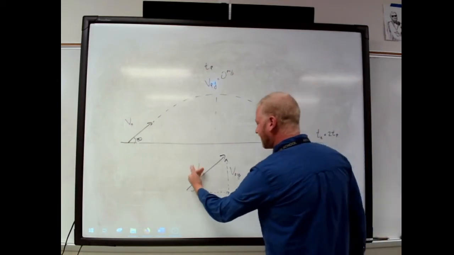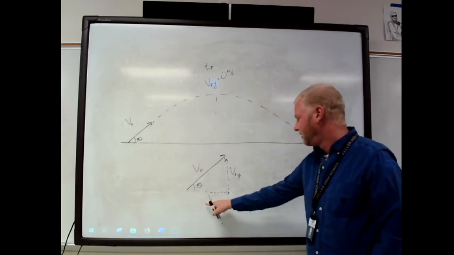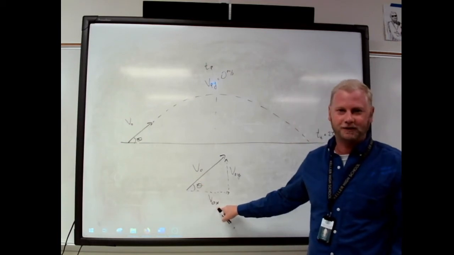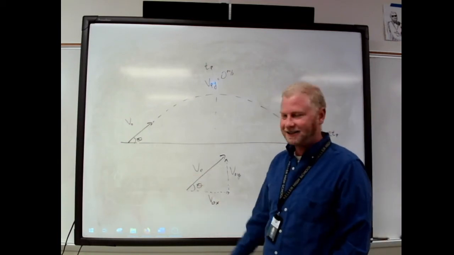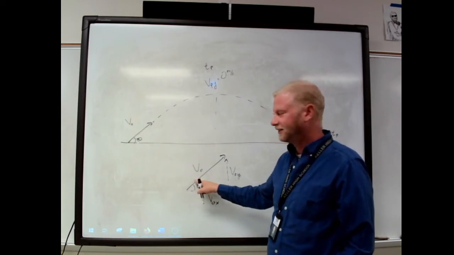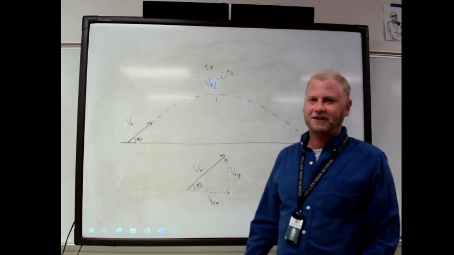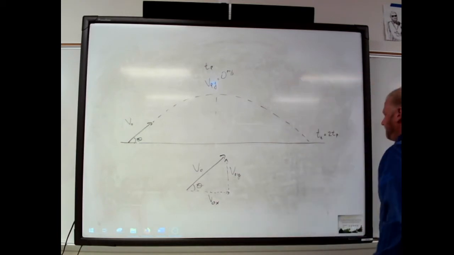The closer that angle is to 0 degrees, the more of this initial velocity exists in the horizontal. The closer this is to 90 degrees, the more of this initial velocity exists in the vertical. So let's put some numbers on this and work out an example together.